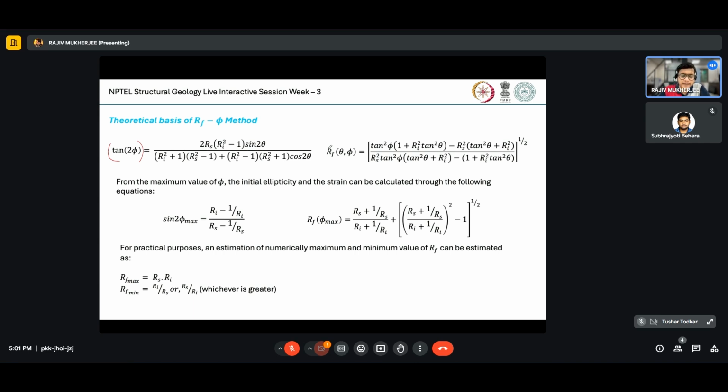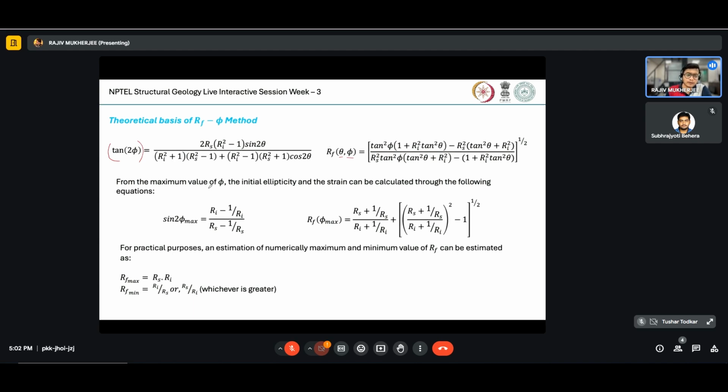the ellipticity or the aspect ratio of the elliptical marker after deformation, and this Rf can also be expressed as a function of theta and phi through this formula: tan square phi multiplied by 1 plus Ri square tan square theta, minus Rs square into tan square theta plus Ri square, divided by this denominator, to the power half. That means the square root of this value.